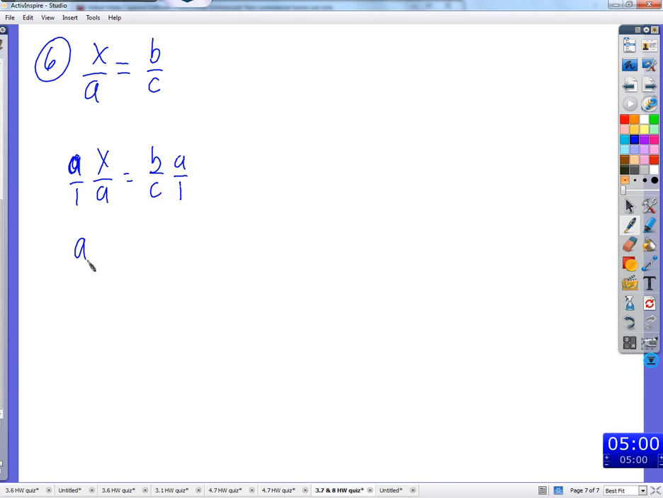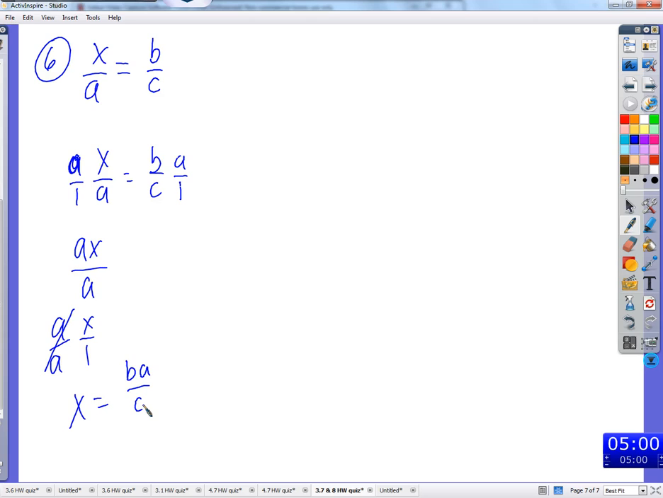I can write this as AX over A, AX over 1 times A, and I can rewrite it as A over A times X over 1. It'd be the same thing. If I multiplied these together, I would get AX over A, and A divided by A is 1, so X is by itself. Multiply these straight across, you get B, A over C. That's the first part. Solve the literal equation.